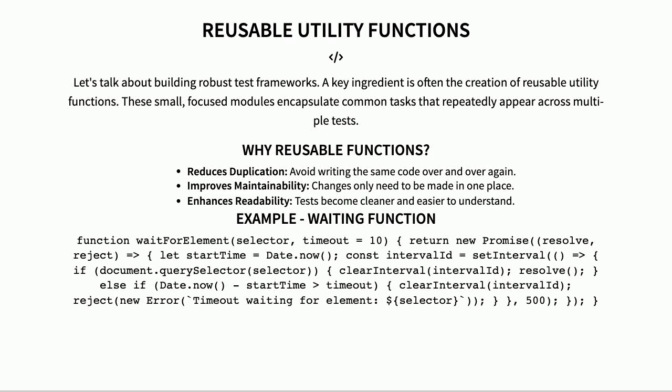Okay, so when building test frameworks, it's super important to avoid repeating yourself. That's where reusable utility functions come in. Think of them as little code helpers that handle common tasks like waiting for an element to appear on the page or generating random data. Using these avoids a ton of duplicated code, makes your tests easier to maintain because you only have to change something once, and ultimately, they make your test scripts much more readable. Let's look at an example.